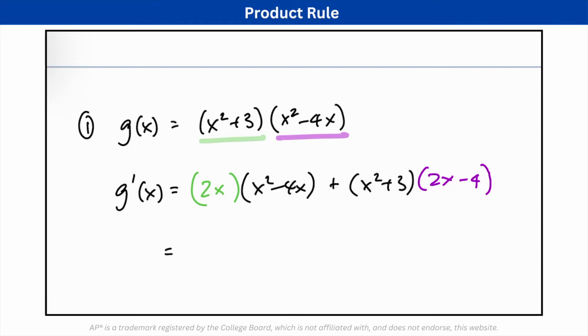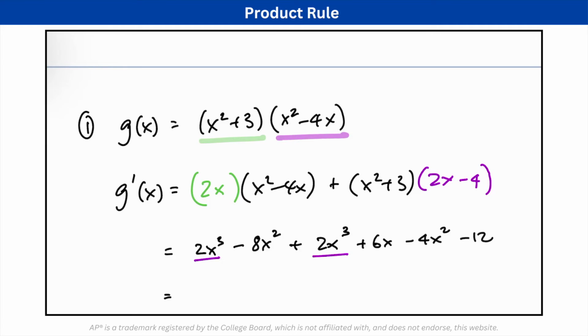2x minus 4. So if I were to go ahead and simplify this, I would say, yeah, go ahead, expand it, distribute it. Okay, and for the second half, and yes, you would have to do FOIL. And you just combine your like terms.